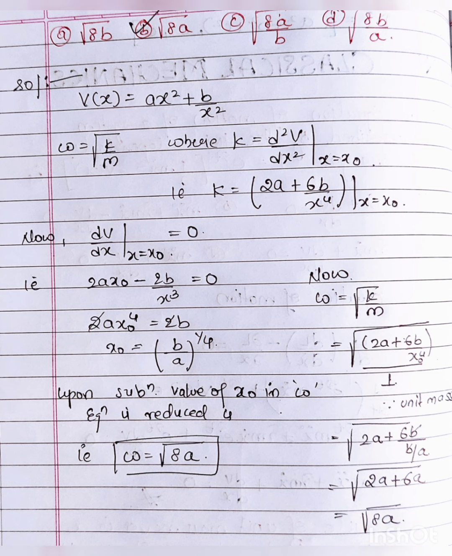Therefore for the given question the angular frequency for small oscillation about the minimum, omega, is equal to root of 8 into a. Therefore option B is the right answer.